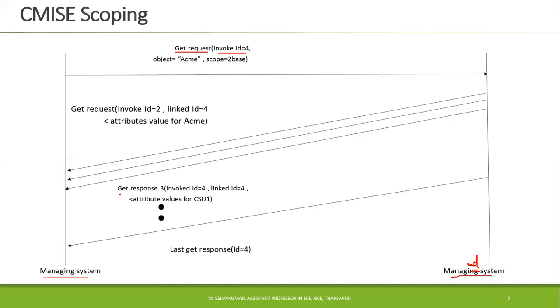Here see here, get response 3. That invoke ID is 4. Linked ID equal to 4. The attribute value for CSU 1. Attribute value of CSU 1 is received.